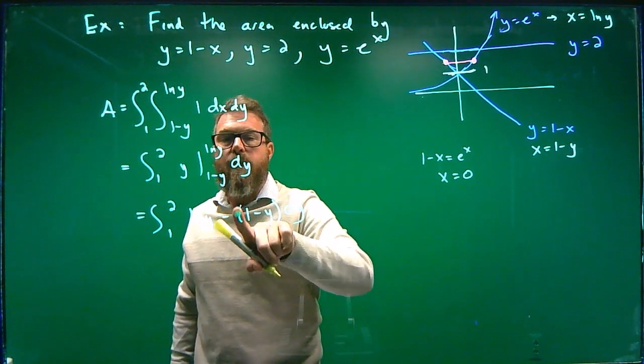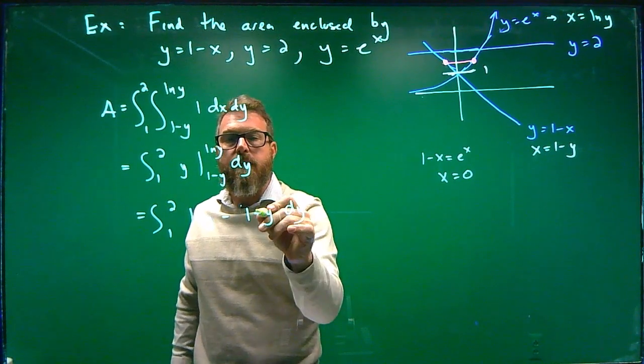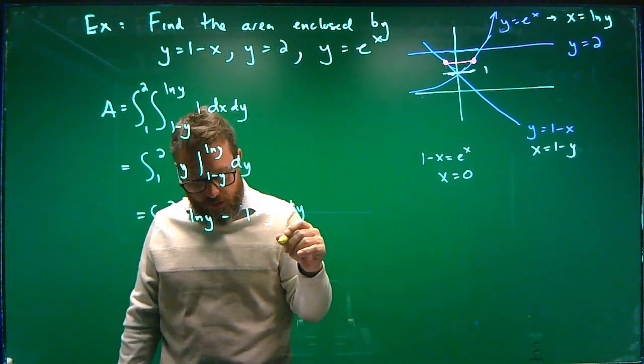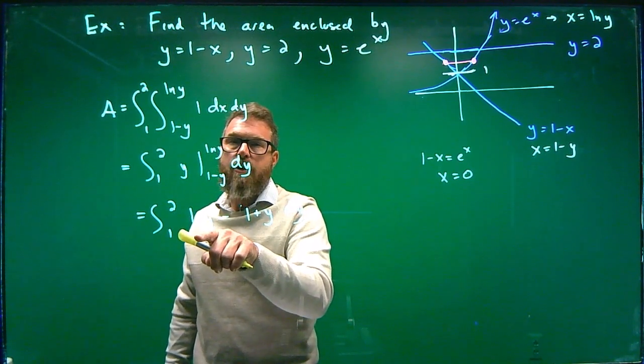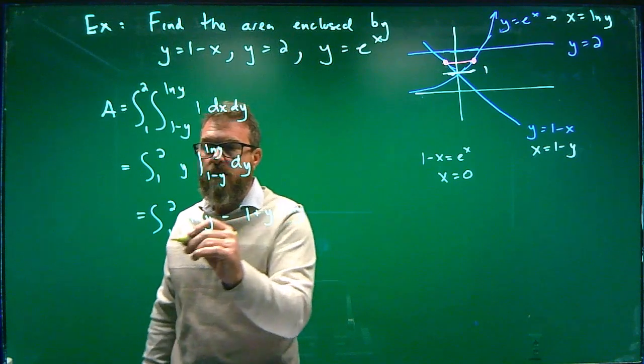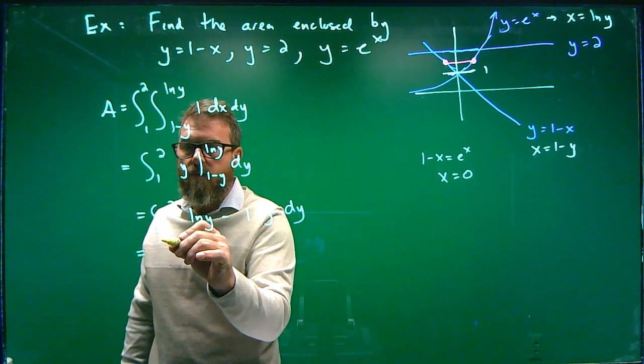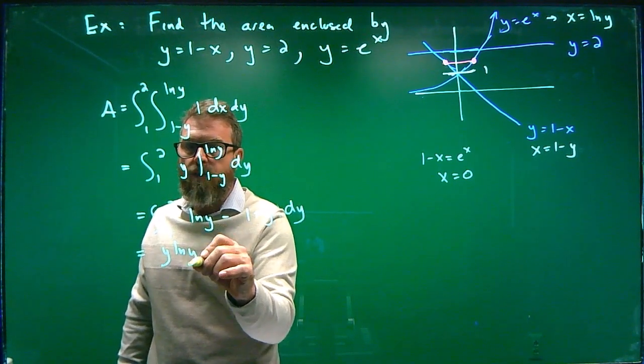dy. Let's just do that now. So distributing that is going to make it a plus. And now I can integrate these things. So we know that the integral of the natural log of y is done by parts. So this is going to be equal to y natural log of y minus y.